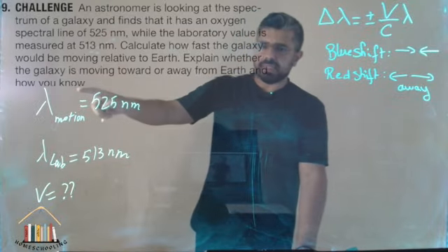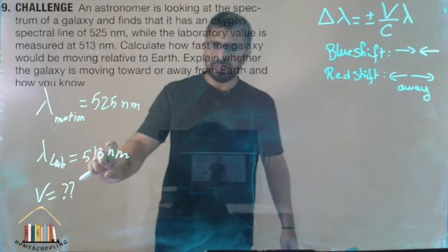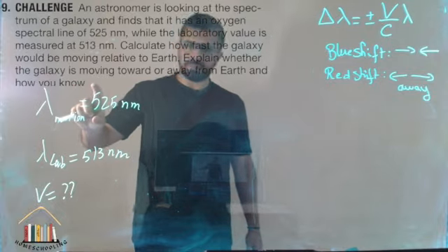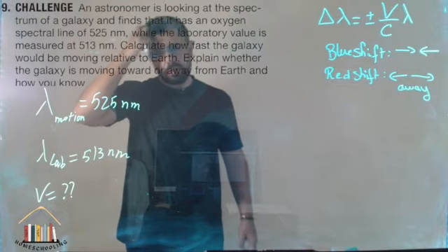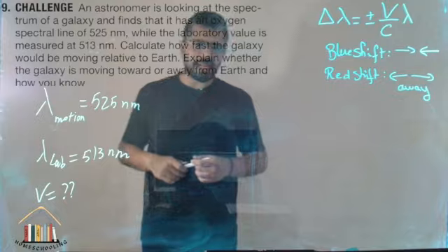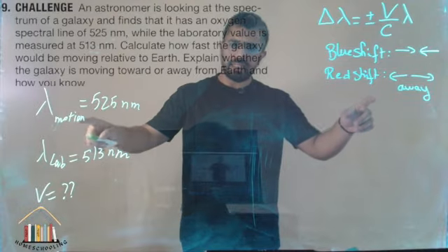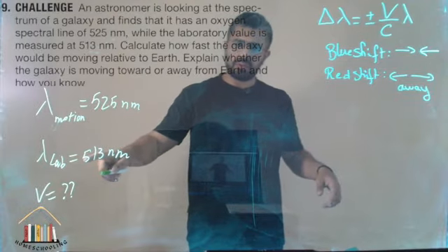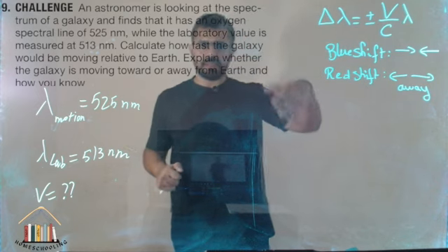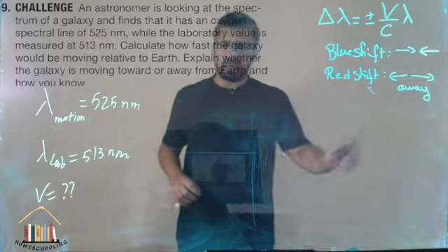Look at these two values. In the laboratory, normally it's 513 nanometer. When it's moving, it's 525. So the wavelength is getting bigger. If you remember, it's redshift, because the wavelength is getting a bigger value. Normally it's 513, now it's 525. So we're talking about a redshift, so the galaxy is moving away.